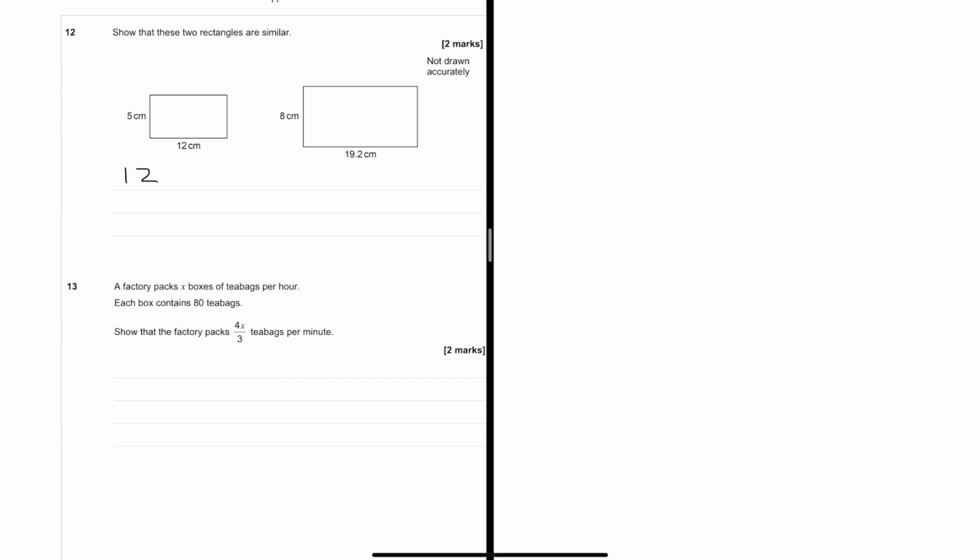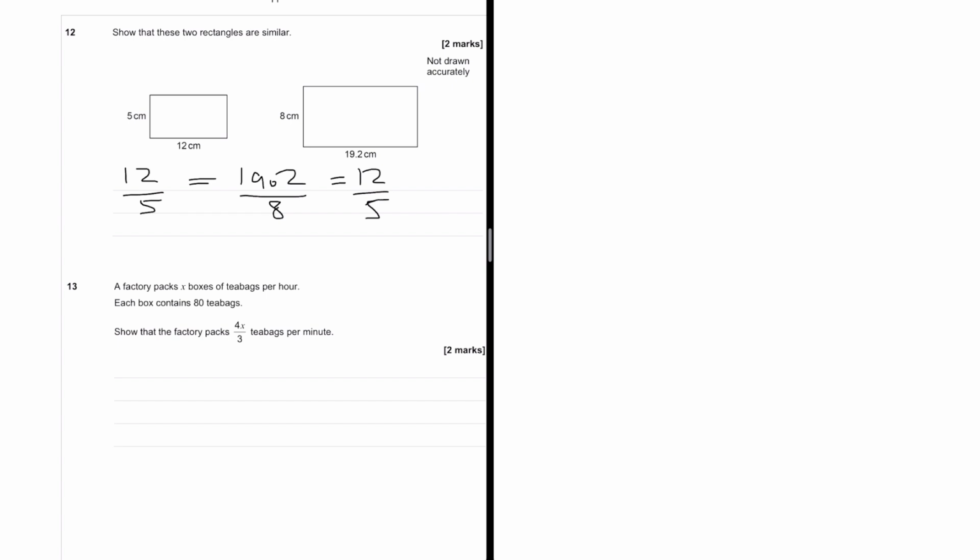So what we should have is that 12 over 5 is equal to 19.2 over 8. So if we just work this out on the calculator, 19.2 over 8 is in fact equal to 12 over 5. So they are the same. They do have the same ratio, which means they are similar.